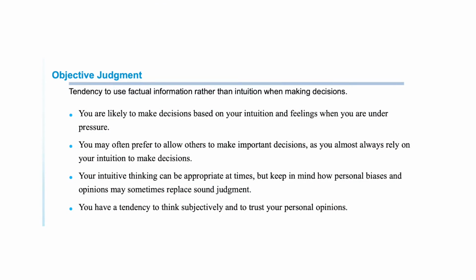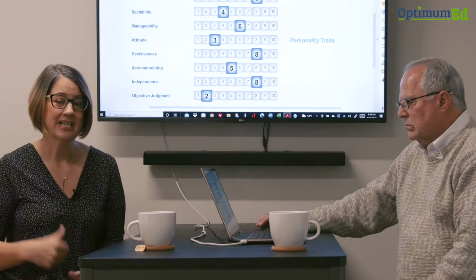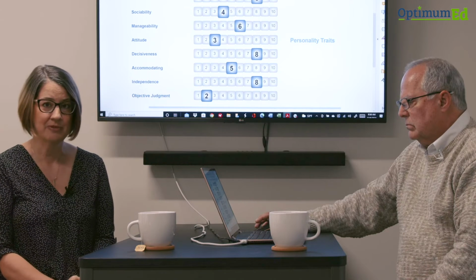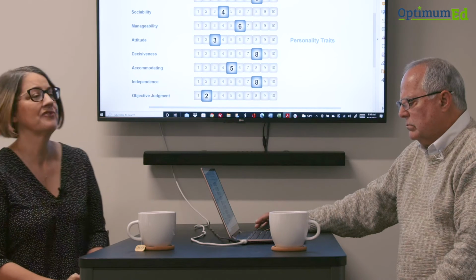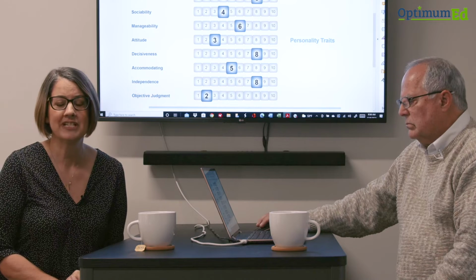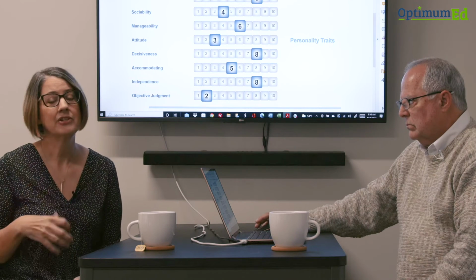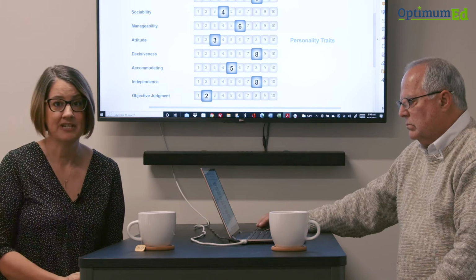And the last one is objective judgment. If decisiveness is how quickly we make decisions, objective judgment is how we make decisions. If you're a 9 or a 10, you are a logical decision maker and you make your decisions based on facts and data. If you're a 1 or a 2 in objective judgment, you are making your decisions based upon your gut, your feelings, and your intuition.